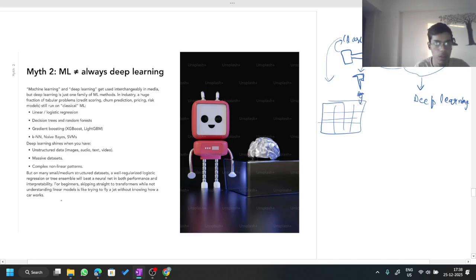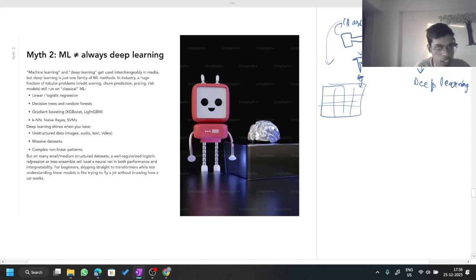Deep learning shines on these types of tasks, where data sets are massive and data is rather unstructured. And again, it's written here also that for small, medium structured data sets, a well-regularized logistic regression or tree ensemble will do well. Ensemble is just a concept of combining multiple decision trees in the use case. It will clearly beat a neural net model.